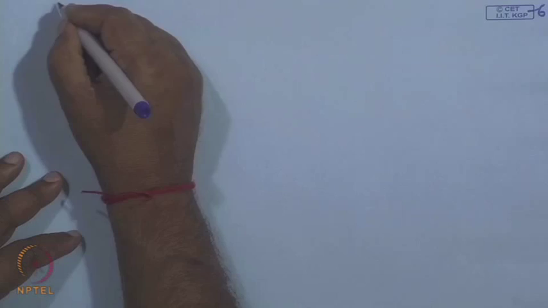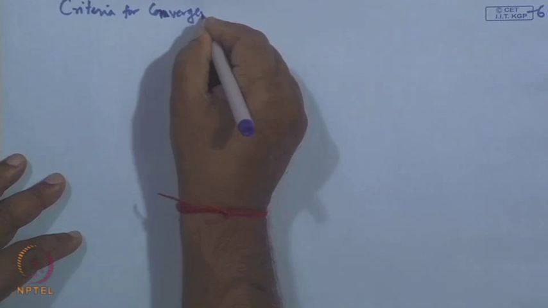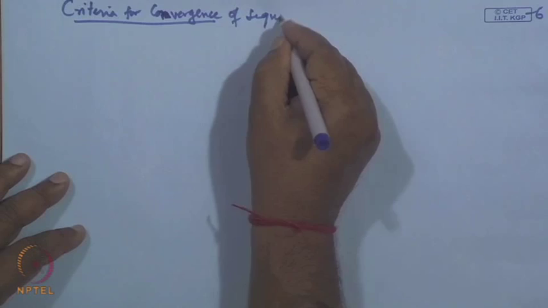Now, before going to the convergent sequence, we also developed some criteria to judge whether the given sequence is convergent or divergent. So, the criteria for testing the convergence of a sequence of rational numbers, let it be. We are all dealing with the rational numbers first.